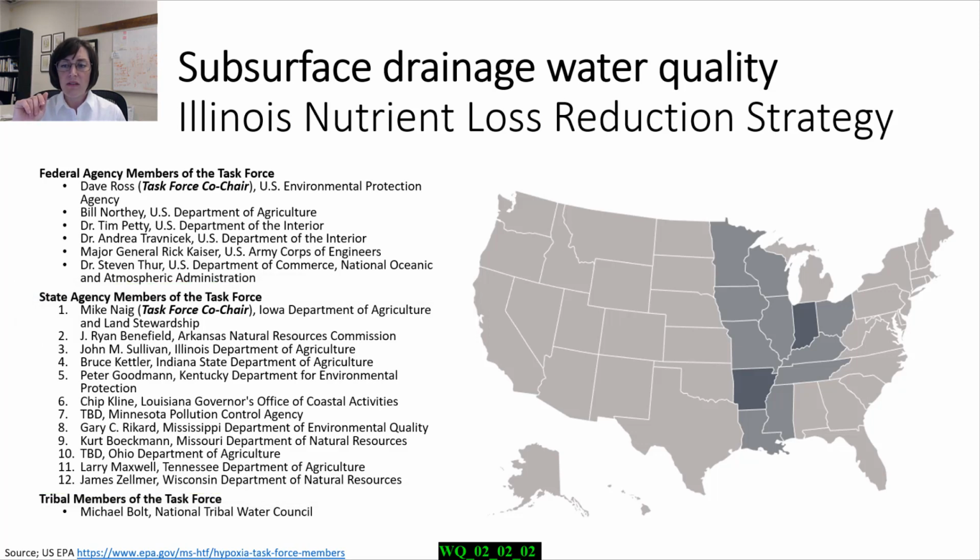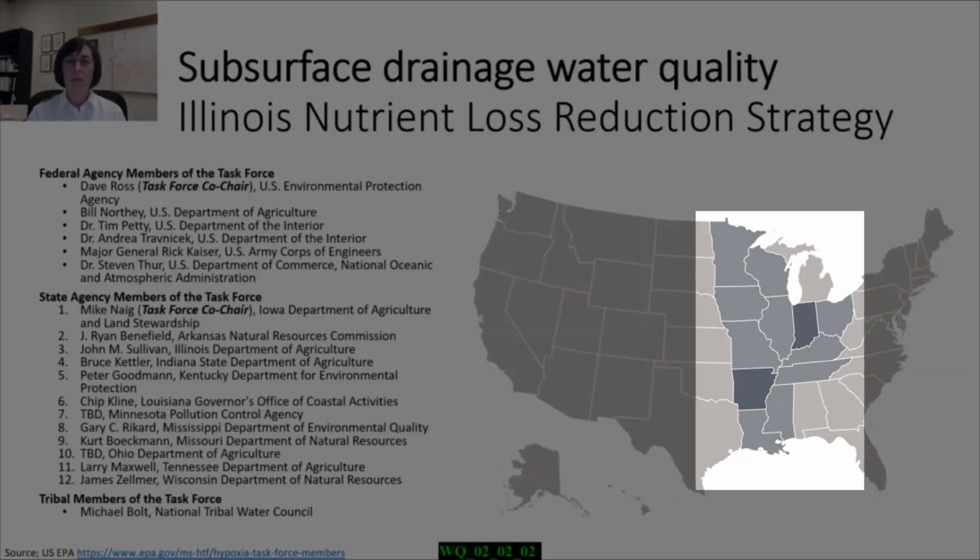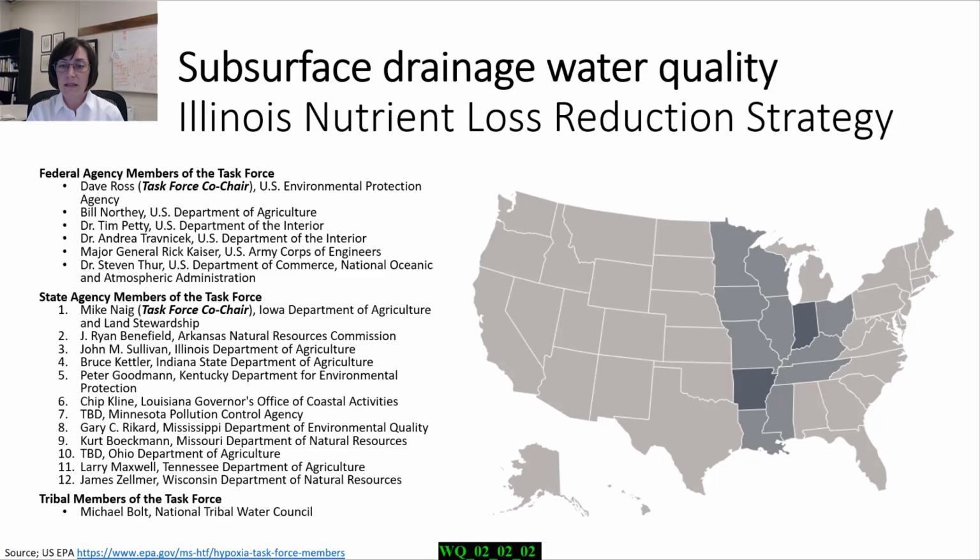Side note, the Mississippi River Basin drains or partially drains parts or all of 31 states. The 12 states that send the most water and the most nutrients to the Mississippi River are the 12 states that sit on the Hypoxia Task Force. So that's why we're one of those states. We also happen to border the Mississippi River. Our representative currently on the Hypoxia Task Force is John Sullivan, who heads the Illinois Department of Agriculture. You'll also note there is tribal representation on the task force.